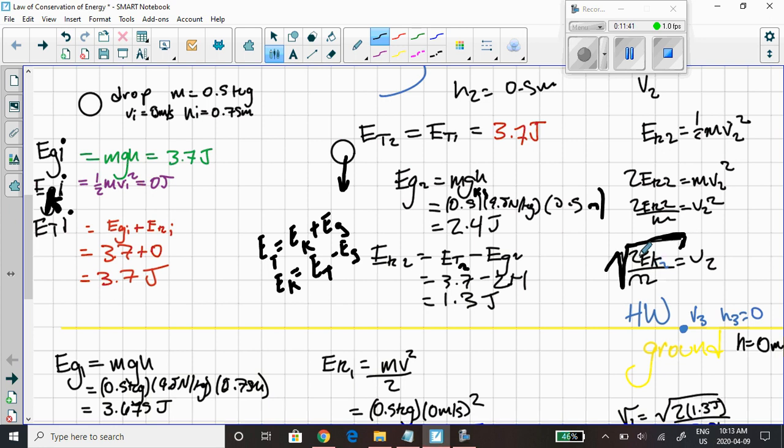So it's 2 times the kinetic energy in the second situation, and we know that that's 1.3 joules, divided by the mass. We know the mass is 0.5 kilograms. So in your calculator, you would go 2 times 1.3, press equal sign, then divide by 0.5, press equal sign, then square root, press equal sign, and you will have the speed of this object when it is at position 2, a height of 0.5 meters.